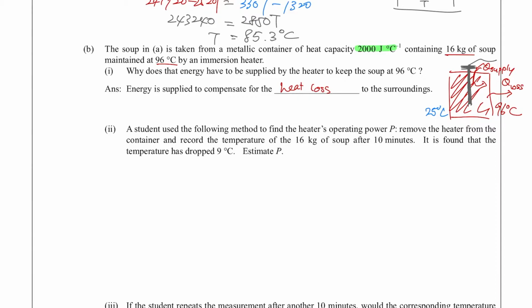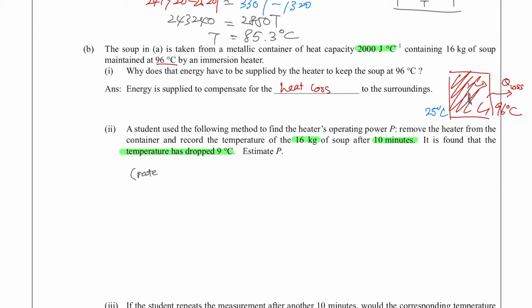So part 2. Students use the following method to find the heater's operation power. I want to know its power. So what he did is that he removed the heater. So no more heater, and so no more heat supply. Energy will be gradually lost. After 10 minutes, it's found that the temperature of the 16 kg of soup has dropped by 9 degrees Celsius. Why did the temperature drop? Because of the heat loss.